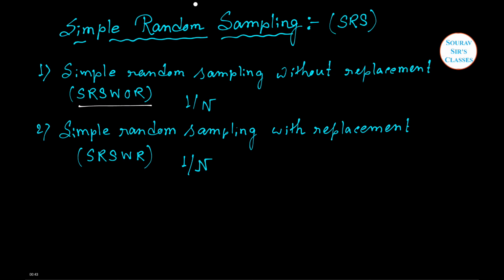SRSWOR. Now SRSWOR is a method of selection of small n units out of capital N units one by one, such that at any stage of selection any one of the remaining units has the same chance of being selected, that is 1 by N. The second one, simple random sampling with replacement, in short SRSWR. SRSWR is a method of selection of small n units out of capital N units one by one, such that at any stage of selection each unit has equal chance of being selected, that is 1 by N.